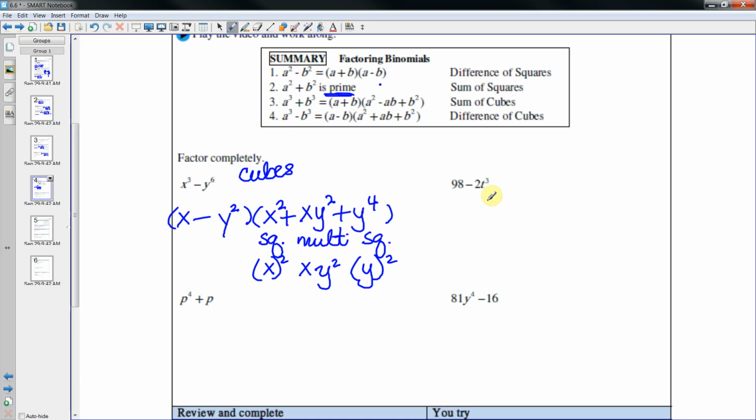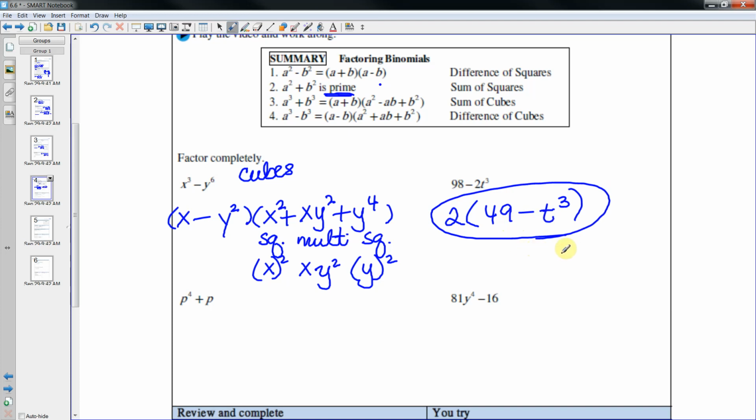Let's go over and do this 98 minus 2t cubed, because remember, anytime we're factoring completely, we look for a greatest common factor, and I can take a 2 out of both of those. So I'm going to take a 2 out, and that's going to give me 49 minus t cubed. Now, if that were t squared, that'd be really great, because then I'd have perfect squares, because 49 is 7 times 7. But t cubed, 49 is not a perfect cube, so this would be my final answer. 49 is not a cube.